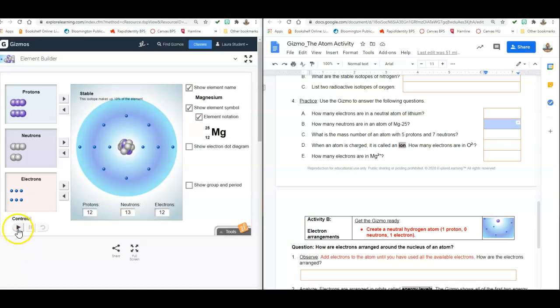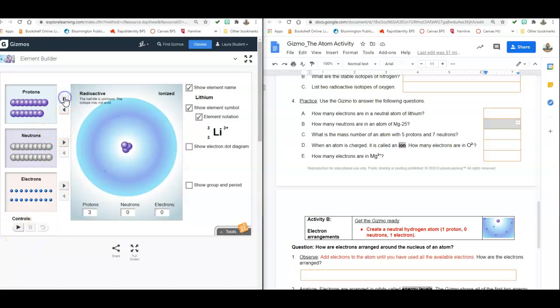Let's take a look. Let's add 5 protons. Okay, so we have 5 protons. There's the atomic number. I'm also going to make it neutral. I don't want an ion. So now I have 5 protons and 5 electrons. All right. It also says 7 neutrons.